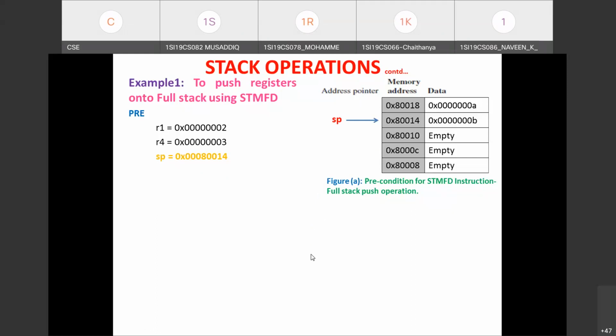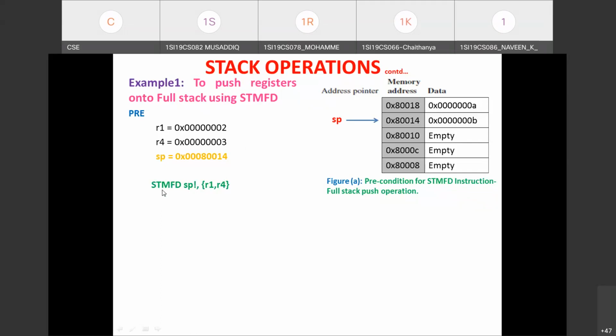How does the stack grow? Higher to lower. So which registers am I using? Just see the instruction I've considered: STMFD SP!, {R1, R4}. These register contents I need to push to the stack. This is a load multiple, store multiple instruction. You know the syntax of writing the instructions.